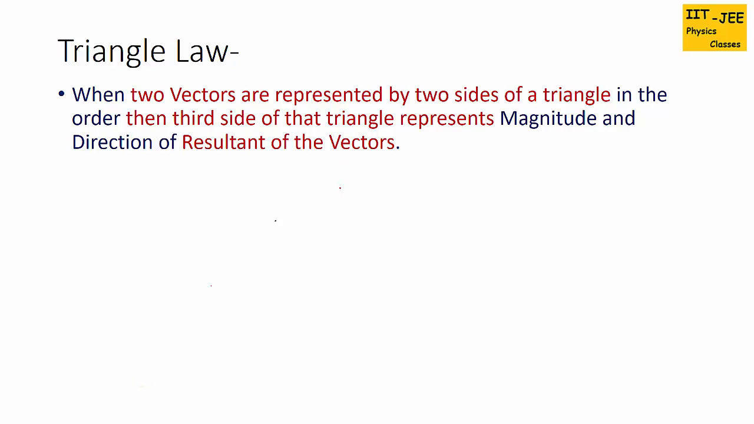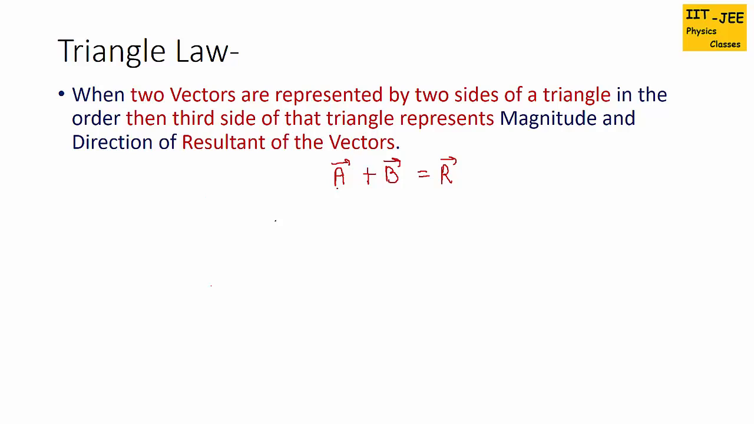Suppose we have to add two vectors a and b, and after adding a and b we get the resultant vector r. So triangle law says when two vectors are represented by two sides of a triangle in the order, then third side of that triangle represents magnitude and direction of resultant vector.